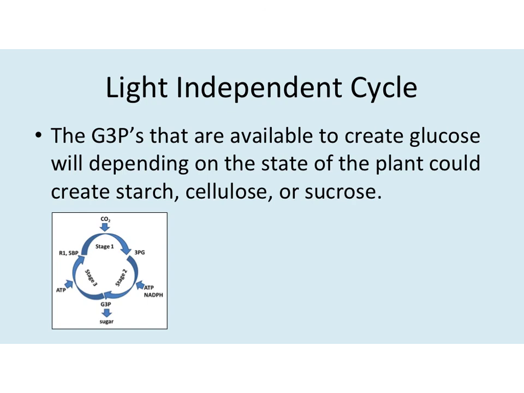So the G3Ps that the plant makes can make glucose, it can make cellulose, it can make starch, it can make sucrose, it can make all of those different things. And that's why instead of calling it glucose, we call it G3P, because it can make a number of things besides.